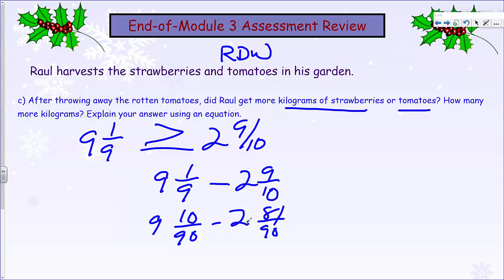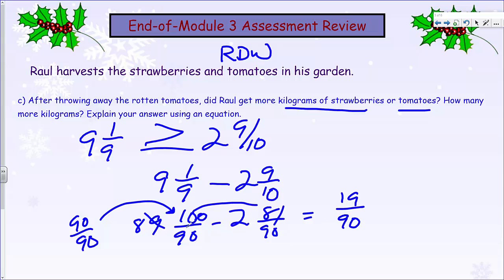And then the 10 and the 81, that's a problem. So I need to regroup. I'm going to go ahead and make 90 90ths and add that on to my 10. Now I have 100. Isn't that nice? The 9 turns to an 8. Now we have 100 minus 81. Well, it would be 20 minus 1. I got 19. So 19 over 90, and then we have our 8 minus 2, which is 6. So I say 6 19/90ths.